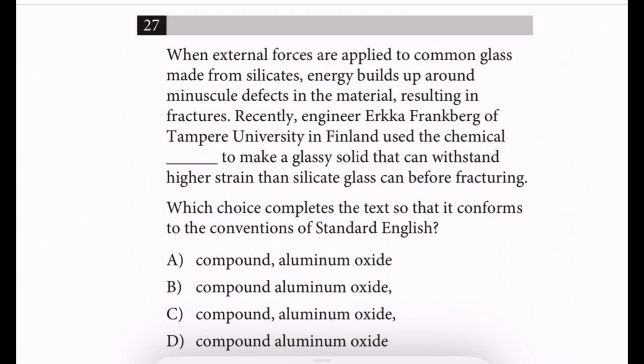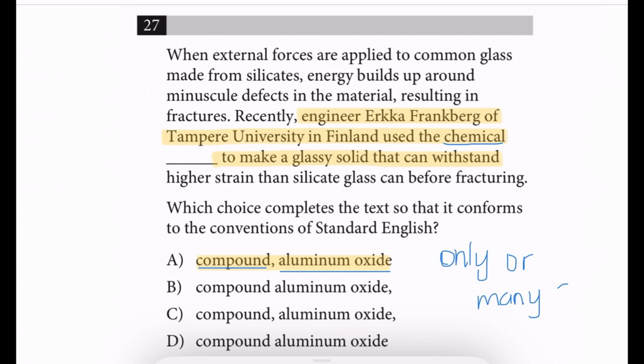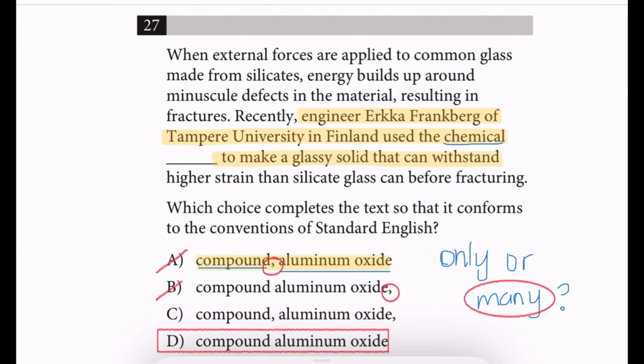Let's take a look at a couple examples from the question bank. Okay, so first of all, you don't even have to read the entire paragraph. You can just go straight to the sentence. Engineer Erkka Frankberg of Tampere University in Finland used the chemical compound aluminum oxide to make a glassy solid that can blah, blah, blah. The question is whether aluminum oxide is the only chemical compound or one of many. And we also know that it's either going to have 2 commas or none at all, which means that A and B are eliminated, and the aluminum oxide is one of many. It's not the only chemical compound, therefore it would require no commas, and the answer is D.